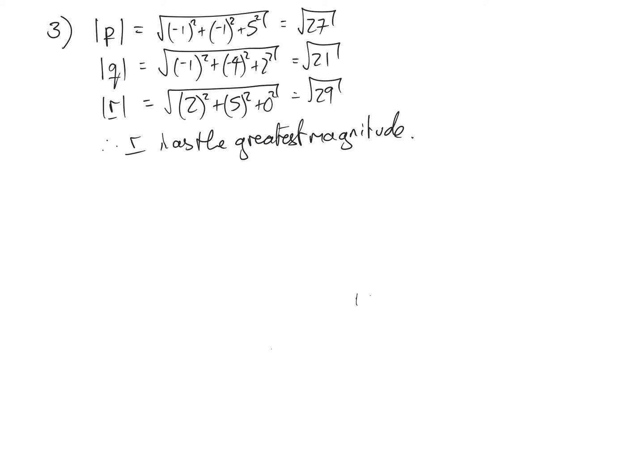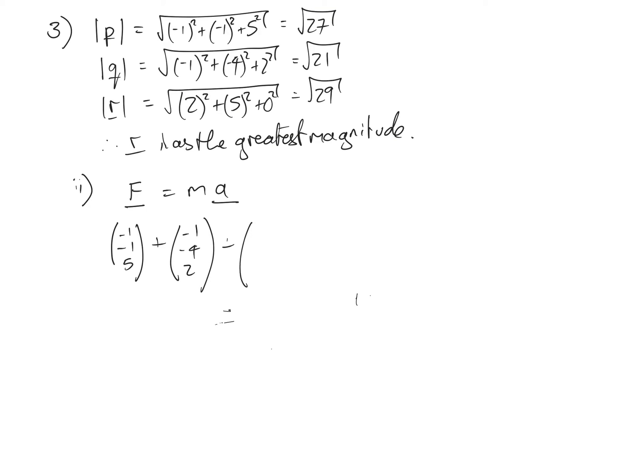Okay, part 2. So a mass of 0.4 has these four forces, including its weight, acting on it. So force equals mass times acceleration. Let's keep it in vectors. So it has these forces: minus 1, 5, plus minus 1, minus 4, 2, plus 2, 5, 0, plus its weight.